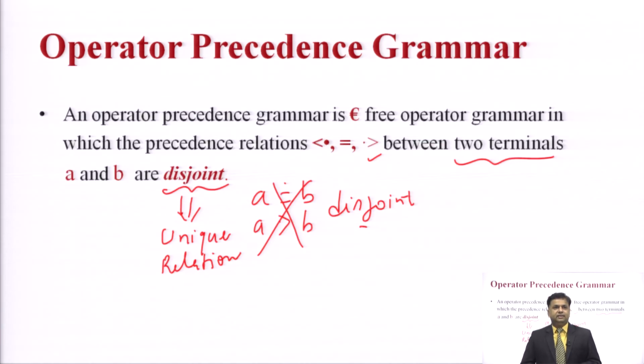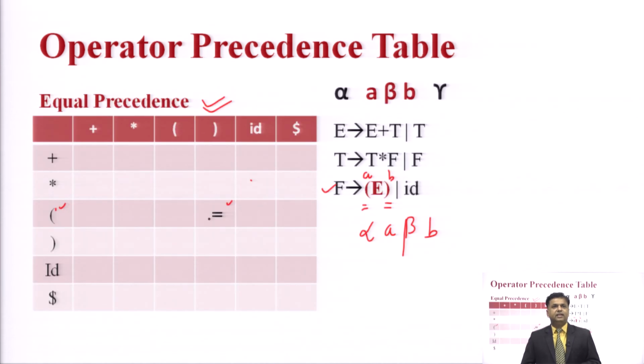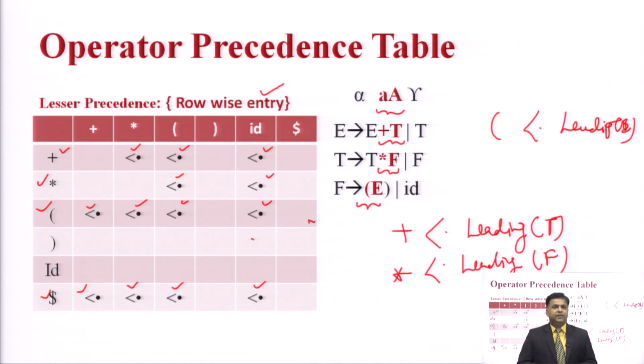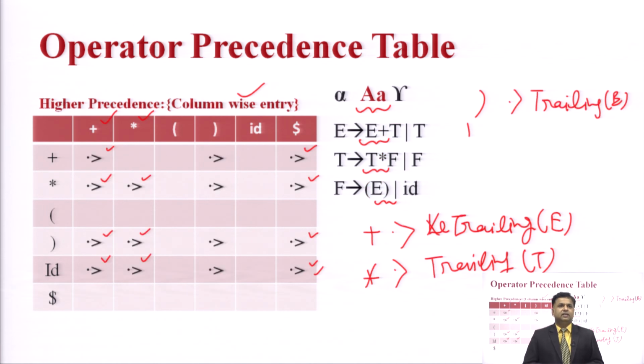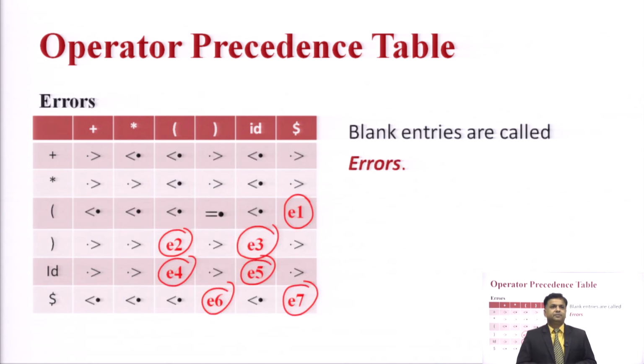Then we find that we can fill the relations with the help of leading of non terminal and the trailing of non terminal symbols, right. Then we try to fill this precedence table for the less precedence and higher precedence. After completing the lesser precedence and higher precedence, we find that still some entries are blank, and we call these blank entries the errors.